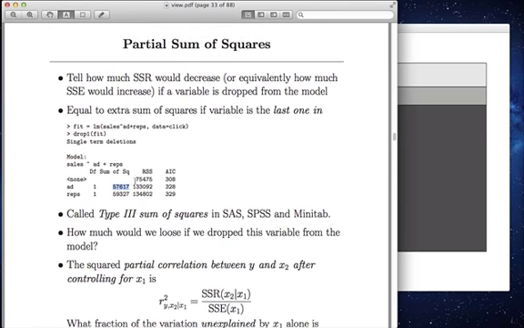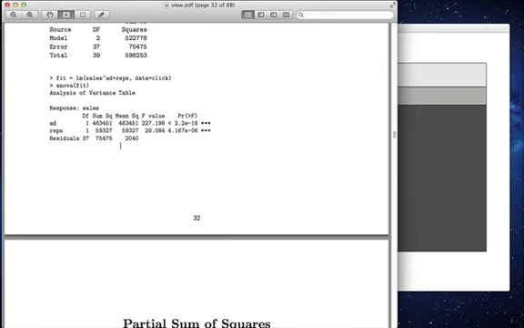All right, so these concepts are going to be very useful to us. To get the partial sums of squares, we use drop 1. To get the extra sums of squares, which build this up incrementally, we use ANOVA.